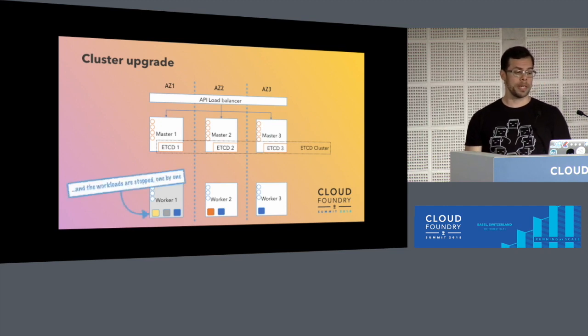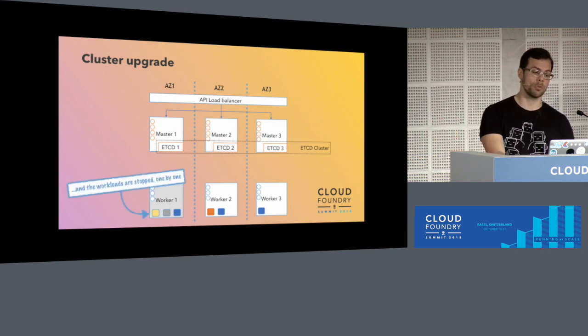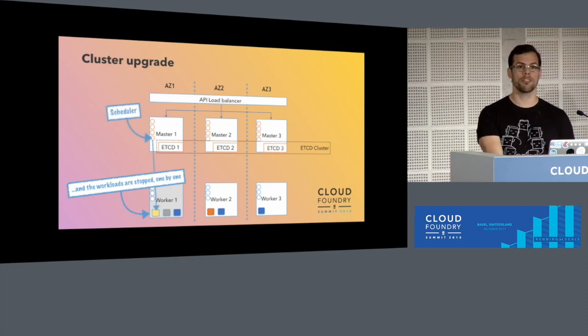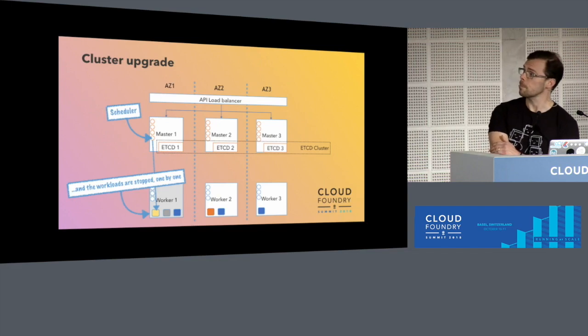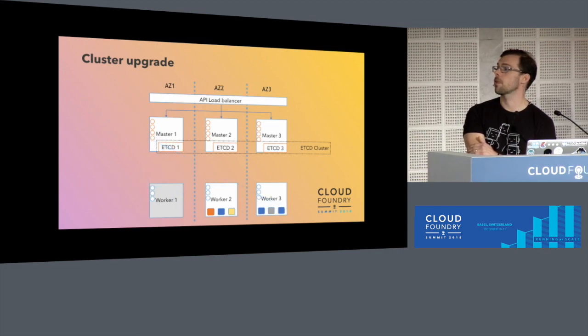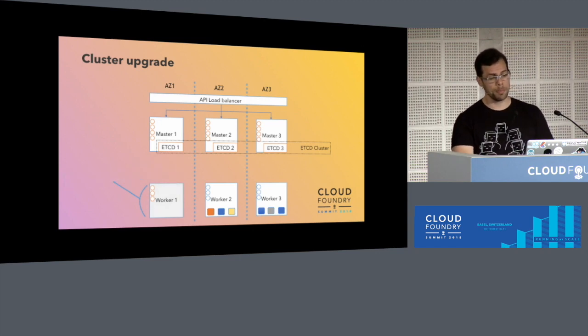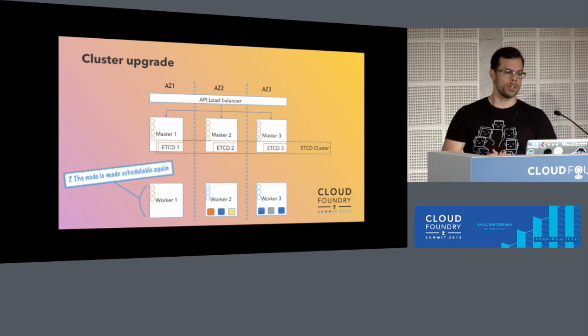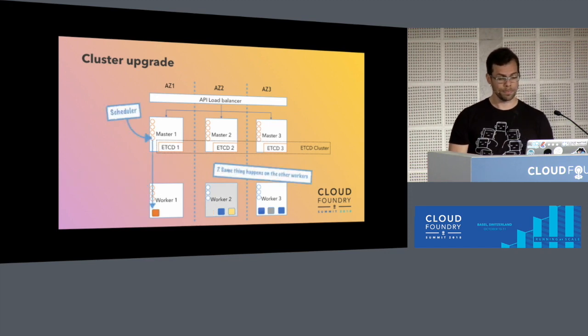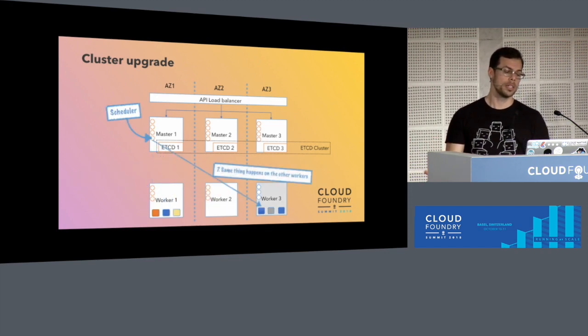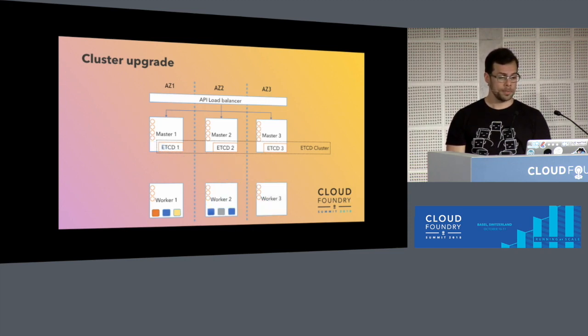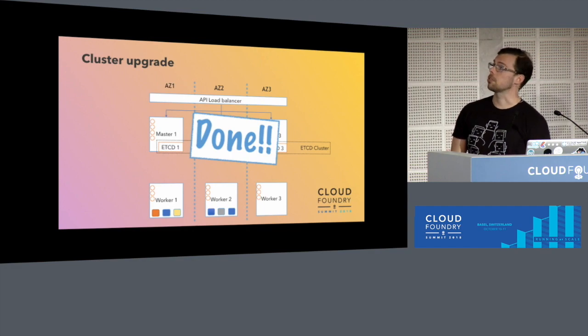Then we will stop each pod or workload that's running on the worker, and they will be rescheduled by the scheduler, which is a process that runs on the master node. Then BOSH can safely start upgrading the worker node. We'll stop all the processes, replace them with a new version, and start them again. The node will be made schedulable again. The same thing will go on all the other worker nodes: made unschedulable, upgrade, and then schedulable again. And then you have an upgraded cluster.